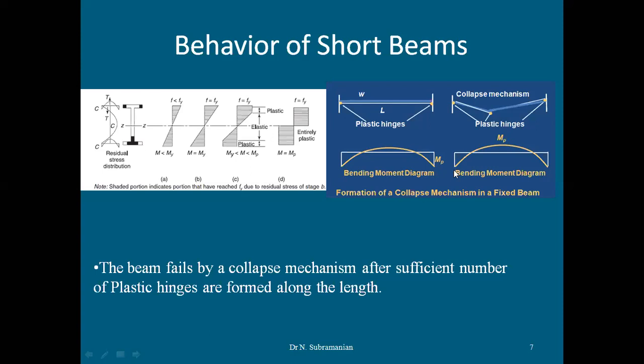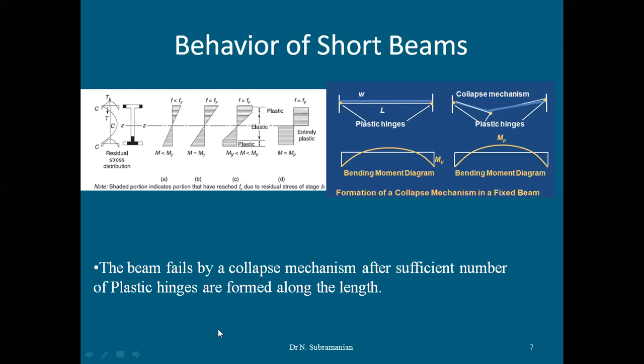So you can see the picture of collapse mechanism in a fixed beam also. In fixed beams, the plastic hinges form at supports first. Okay, so this is one hinge and this is the other hinge. So this is the collapse mechanism. Plastic hinge forms at the span and even at the support conditions. Okay, so these are the bending moment diagrams when it is not loaded, and when it is loaded. So this is the bending moment diagram. See, the maximum plastic moment is more in the collapse mechanisms.